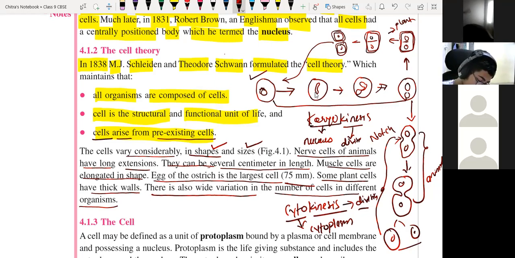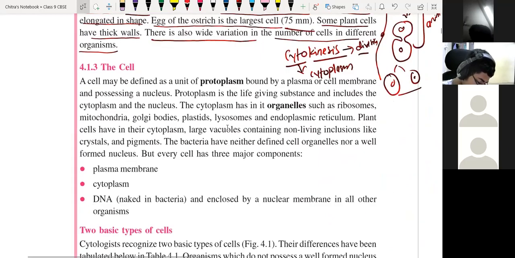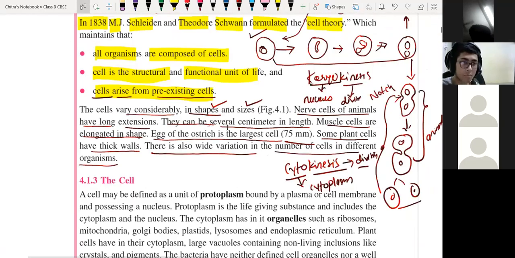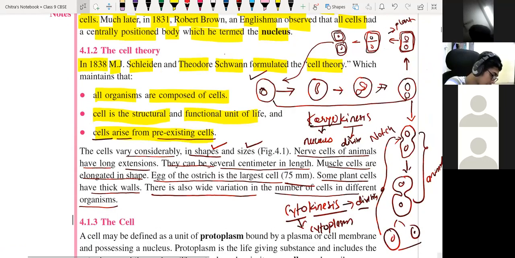Any doubt here? No, sir. Okay, so now we are going to discuss the cell in detail. I want everyone to take a screenshot of that cell division part.